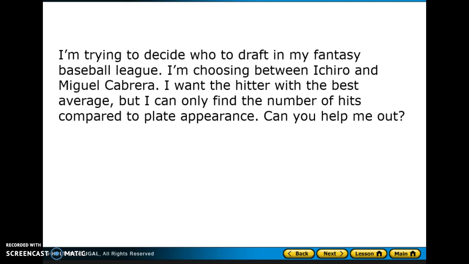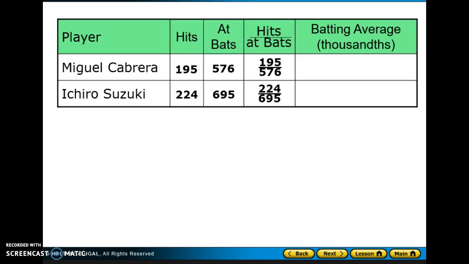But I couldn't find any numbers like batting average. I only could find the number of hits compared to plate appearances. So let's see if you can help me out. And here's what I found. I found that Miguel Cabrera here, he got 195 hits out of 576 at-bats. So 195 out of 576.